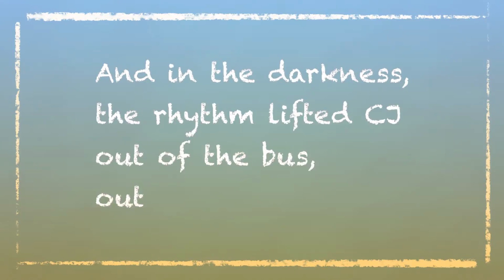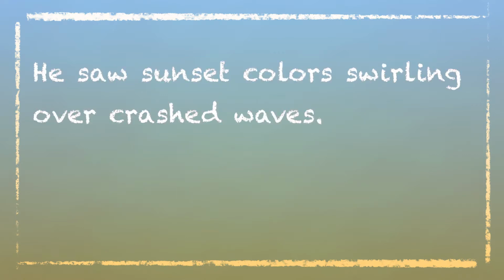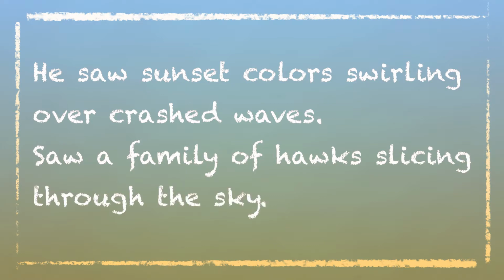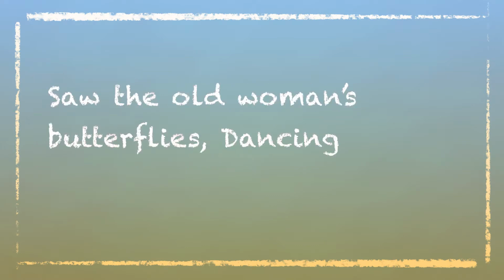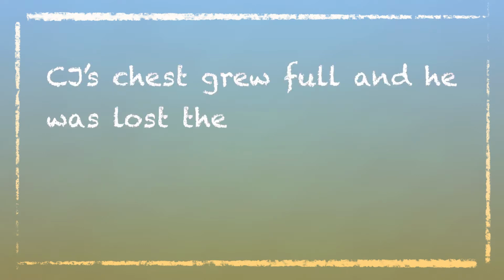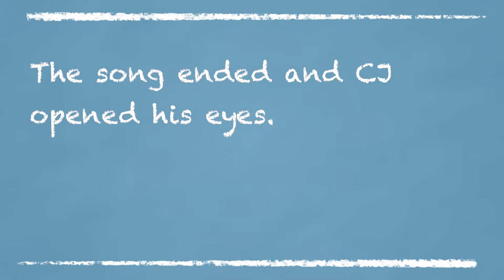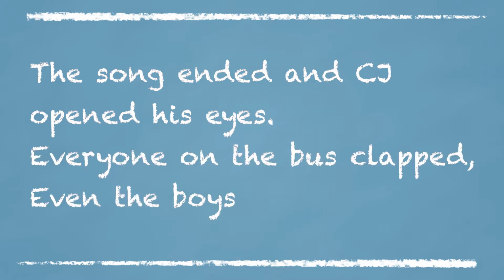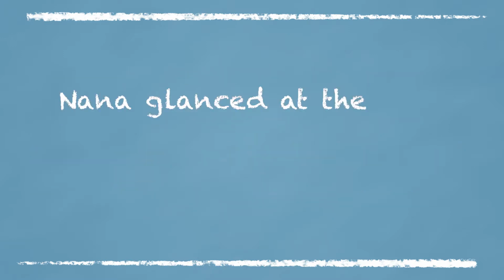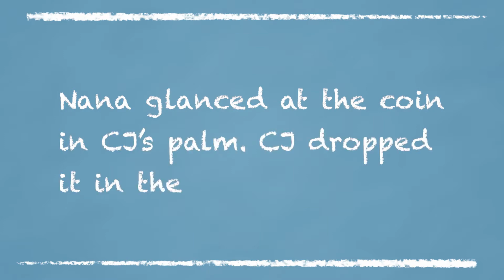And in the darkness, the rhythm lifted CJ out of the bus, out of the busy city. He saw sunset colors swirling over crashing waves, saw a family of hawks slicing through the sky, saw the old woman's butterflies dancing free in the light of the moon. CJ's chest grew full, and he was lost in the sound, and the sound gave him the feeling of magic. The song ended, and CJ opened his eyes. Everyone on the bus clapped, even the boys in the back. Nana glanced at the coin in CJ's palm. CJ dropped it in the man's hat. "Last stop on Market Street," Mr. Dennis called.